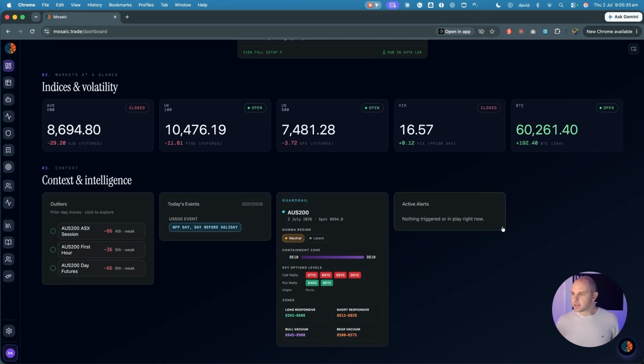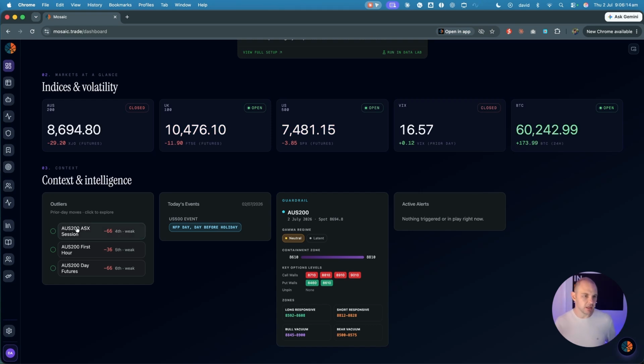Then we've got context and intelligence. So this area contains, I guess, the key events along with the guardrails. So what we've got here, firstly, is Outliers. A relatively new addition here, but this just allows a lot of people, I guess, who ask when they're trying to learn how to trade in this data-driven philosophy, where do I start? So the idea behind this is showing you, okay, what were the outliers yesterday in terms of all these sessions?